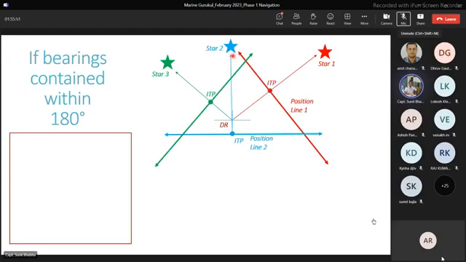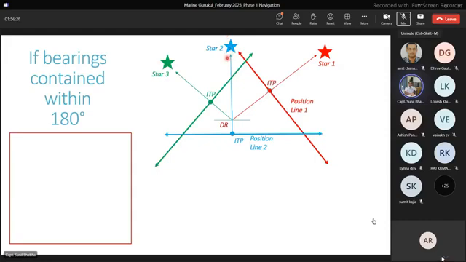So I repeat once again. Whenever the bearings are contained within 180 degrees, you will be able to identify one particular star which lies in between the other two stars. In this example which we have taken, the blue color star lies in between the red star and the green color star. So the blue color star is our middle star.